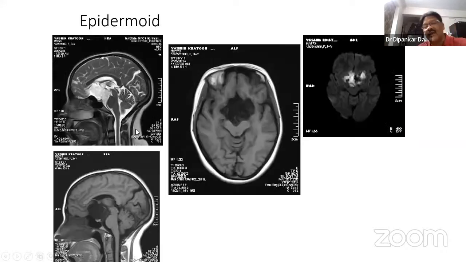So how to differentiate arachnoid cyst from epidermoid? Because epidermoid also gives rise to a CSF intensity lesion. The best way to differentiate is FLAIR and diffusion weighted images. On diffusion weighted images, epidermoid is bright, but arachnoid cyst doesn't show any diffusion restriction, so it will never be bright. On FLAIR images also, epidermoid is hyperintense compared to the CSF.